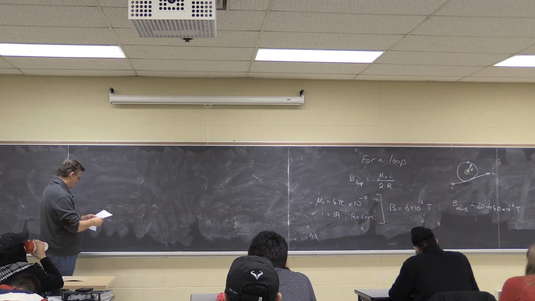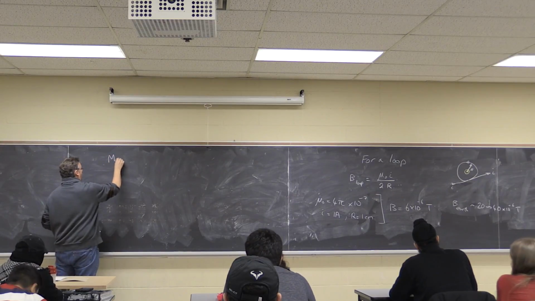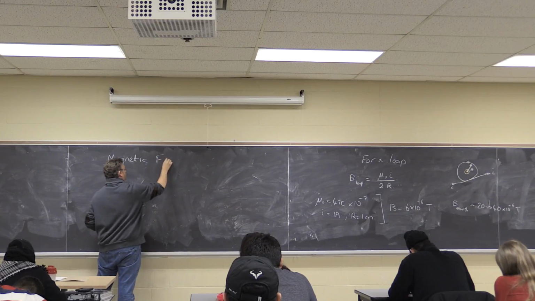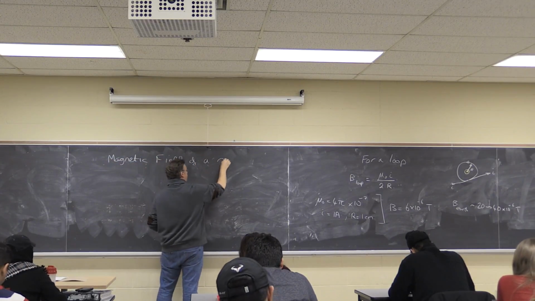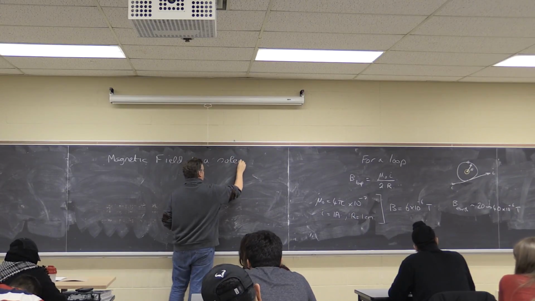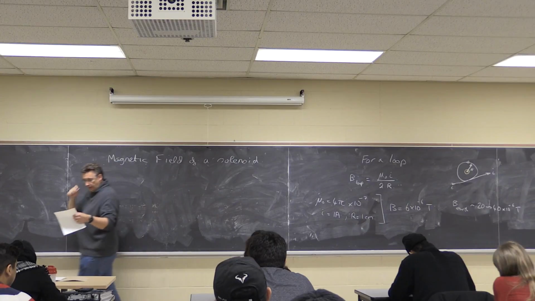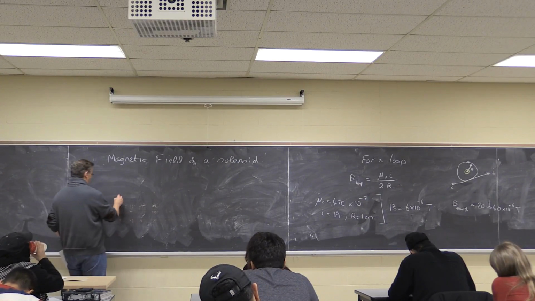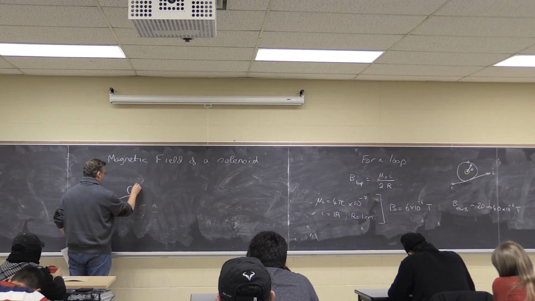So I want to look at the magnetic field of a solenoid. And solenoid is just a technical term for a wire that's curved into many loops. So if you want to try and draw that, it would just be a wire that I then wrap into multiple loops.